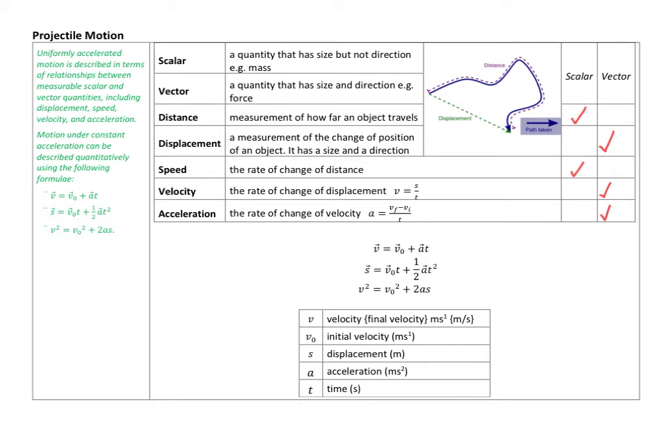These equations are given to us on the formula sheet, so we don't actually need to remember these formulas. We just need to be able to, if you like, remember how to use them. So V is our velocity, and you may have seen this written previously as final velocity. It could indicate the final velocity or the velocity at a particular time. V0 is the initial velocity. Velocity is measured in meters per second.